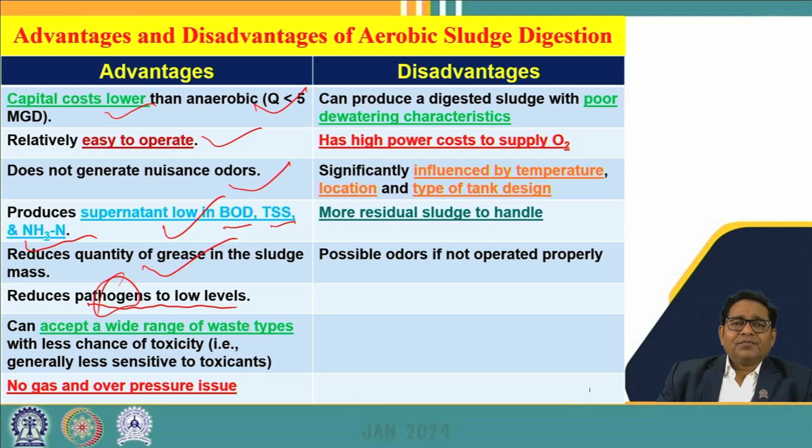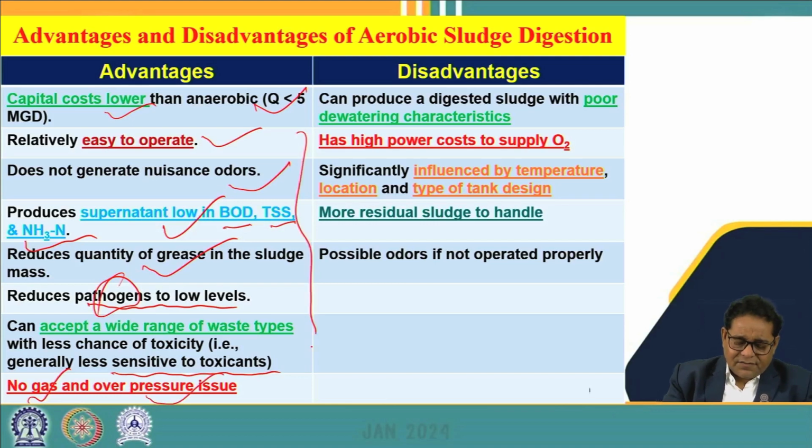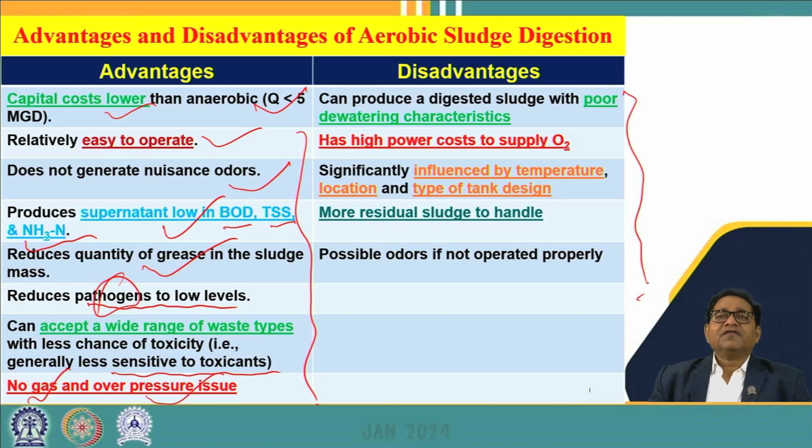It can also accept a wide range of waste types, with fewer chances of toxicity, and it can handle some toxicants which are present in the sludge. Then there is no gas and no overpressure issue. All these points, if we look into them, are the advantages. Similarly, there are certain disadvantages of this advanced system.